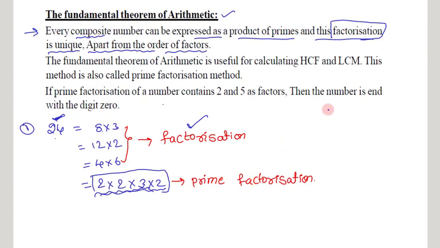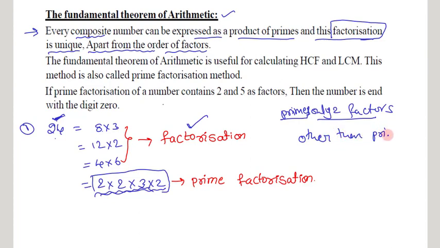Here we should understand the definition of prime numbers and composite numbers. Prime numbers are the numbers which have only two factors. Composite numbers are the numbers other than prime.